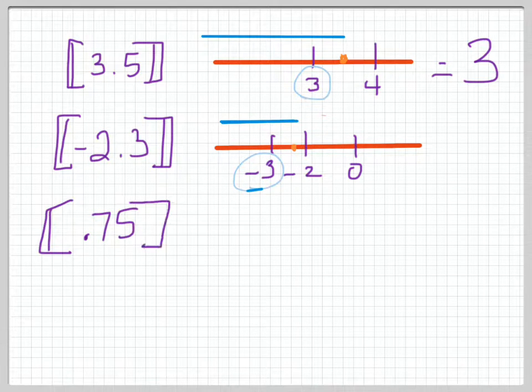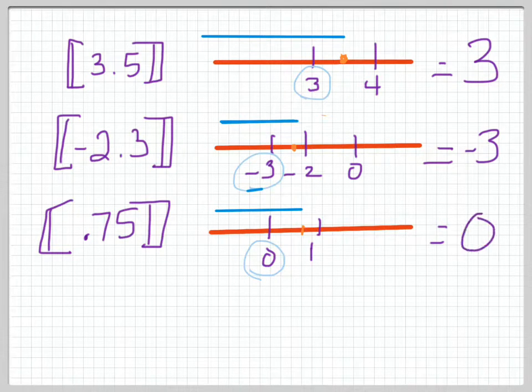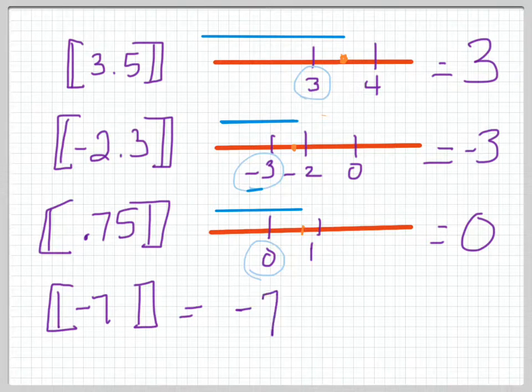Let's look at negative 0.75. The graph of this would be located between 0 and positive 1, approximately there. And we ask ourselves, what is the greatest integer we pass coming from the left, going to this value, and that value would be 0. So we would have negative 3 for the second one, 0 for the third one. Well, what happens when we take the greatest integer of an integer? Well, it's just the integer itself.